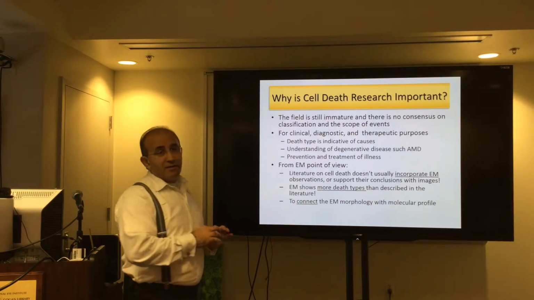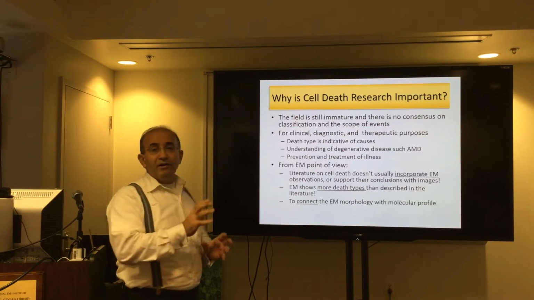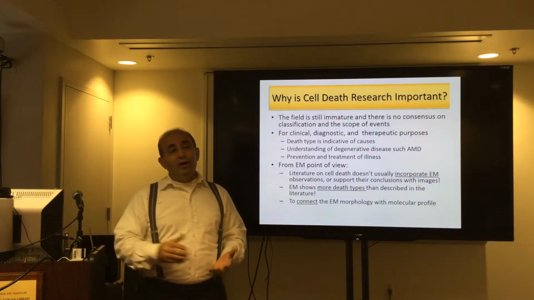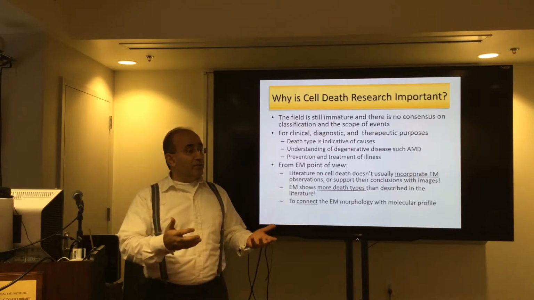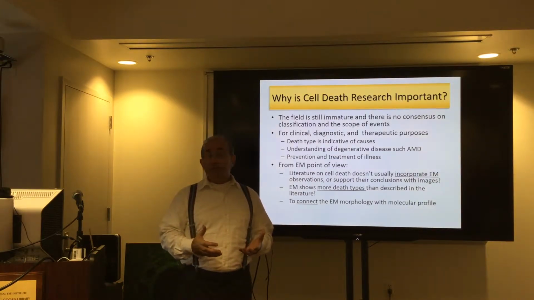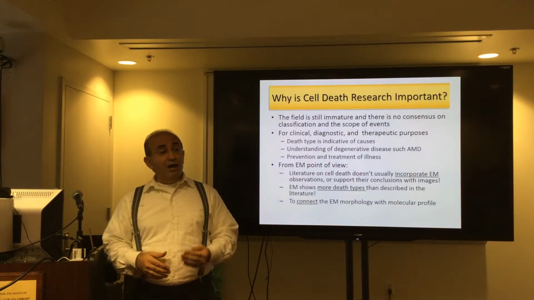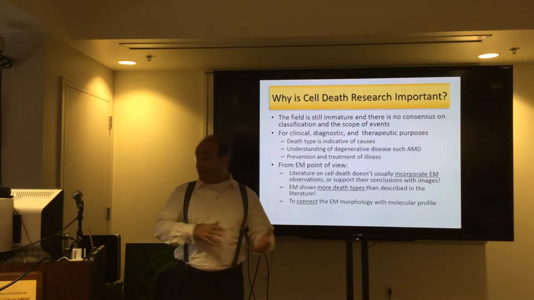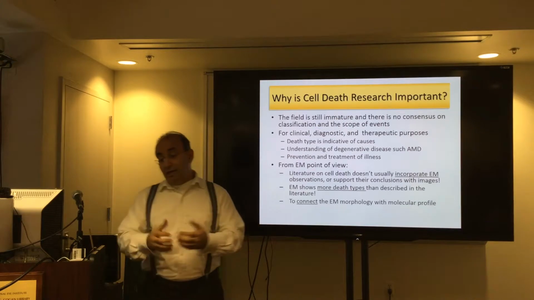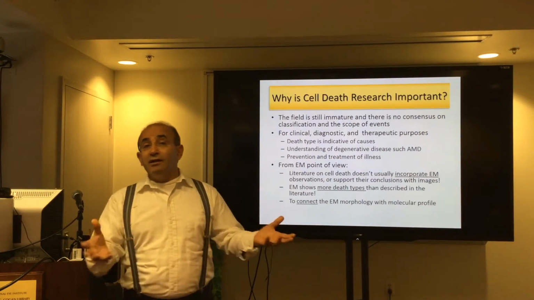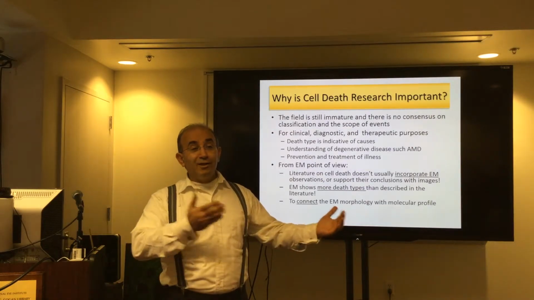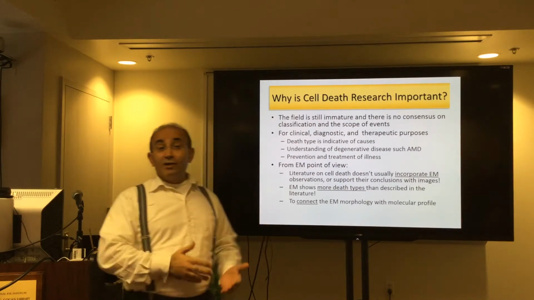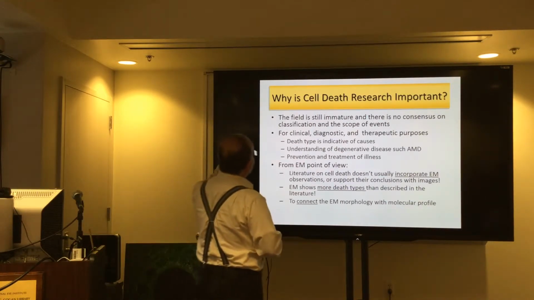So why is cell death research important? Because the field is still immature, and there are a lot of discrepancies between papers on what the steps are in a cell death type. Even a well-known death type like apoptosis, you look at certain things and they are not there, especially by EM. Many people describe things based on the molecular, but not based on EM. So many of the published works do not include EM, and so it remains theoretical because they are not supporting what they are talking about from a molecular point of view with the images that show that. So there's a lot of work to be done on that.